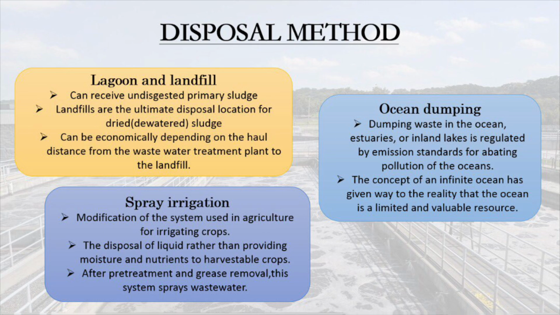Third is spray irrigation. A modification of the system used in agriculture for irrigating crops. It is the disposal of liquid waste that provides moisture and nutrients to help stable crops. After treatment and grease removal, the system sprays with water.